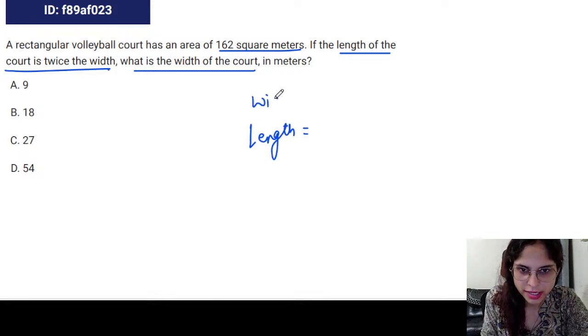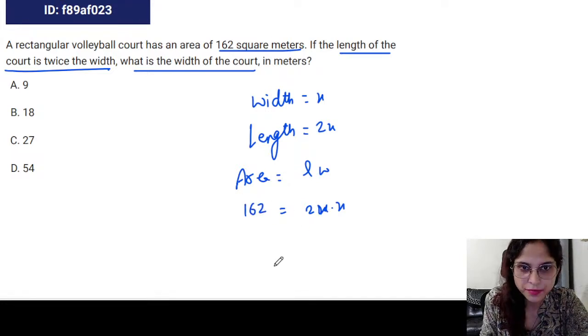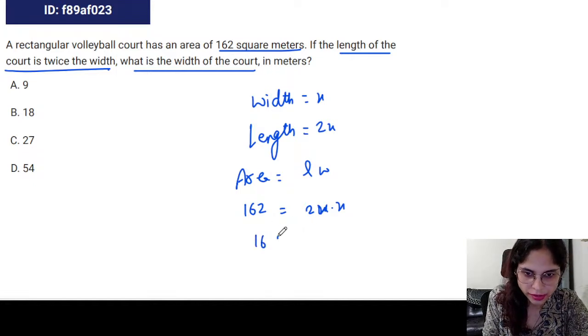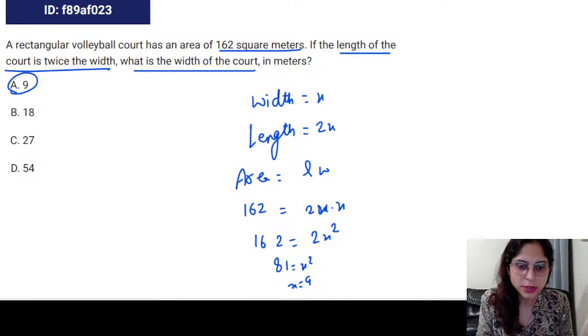So my width is x. Length is twice the width, so length is 2x, and my area is length times width, LW. L is 2x, width is x, so 2x times x, and area is given as 162. So after I have set up my equation, I can get my answer. 162 equals 2x squared, or 2x times x. Divide by 2, you will get 81 equals x squared. The value of x is going to be 9. And they're talking about width is x, my answer is 9. That's how I solve it by hand.